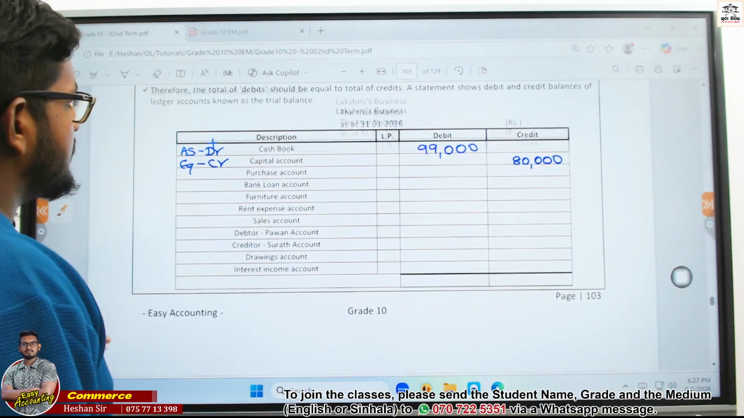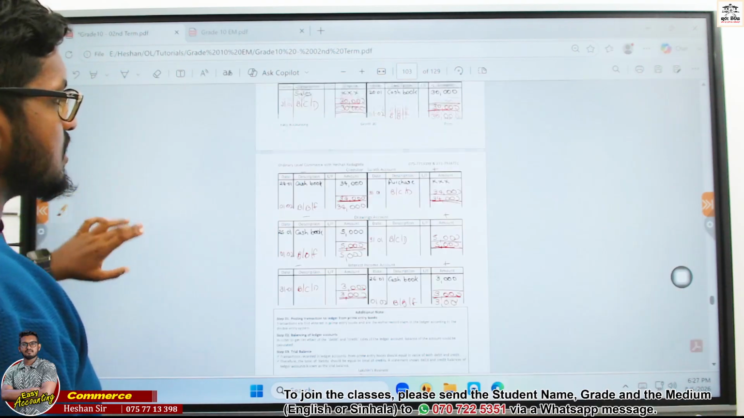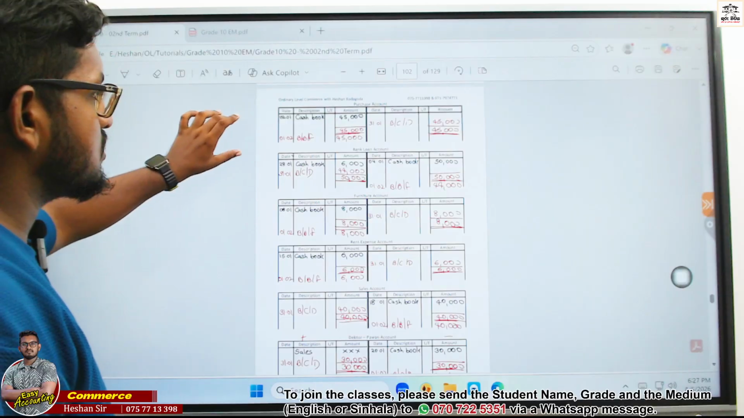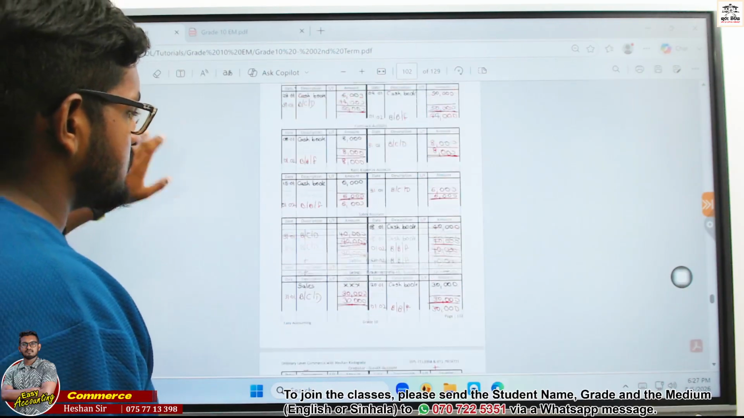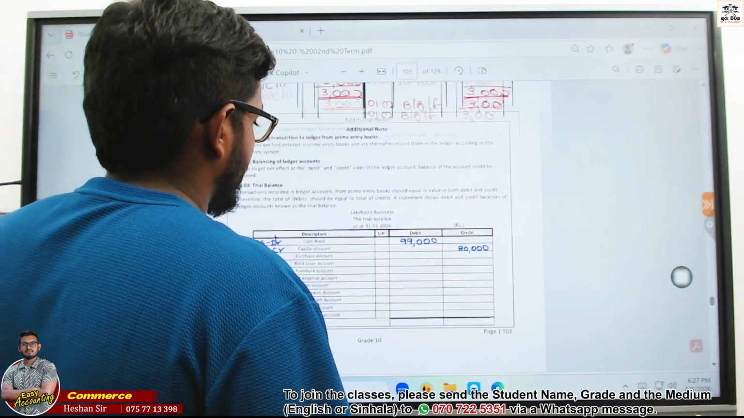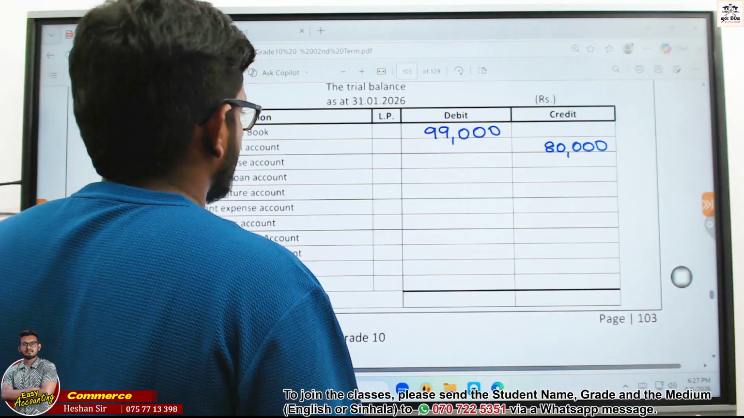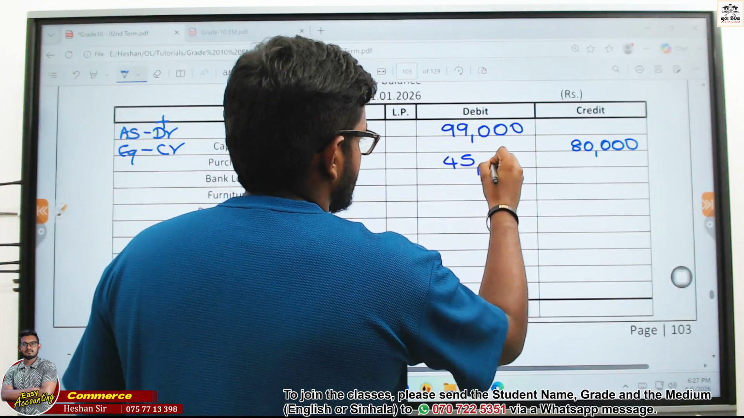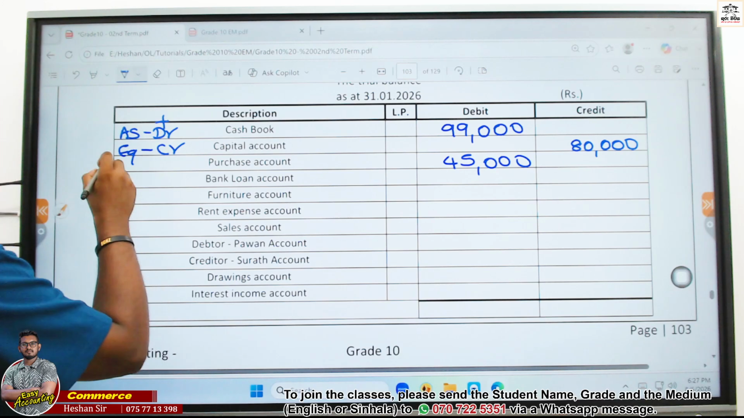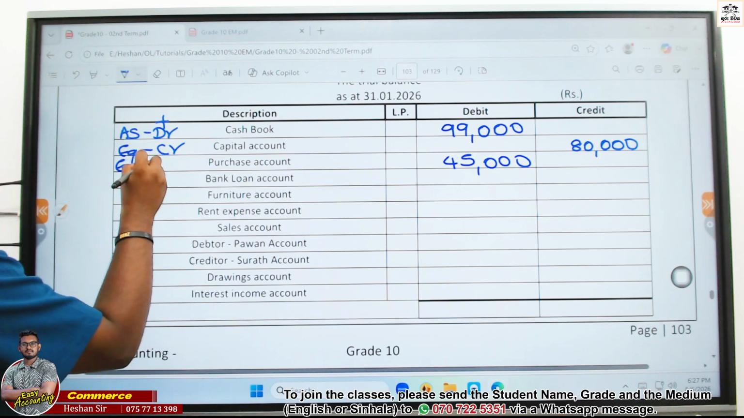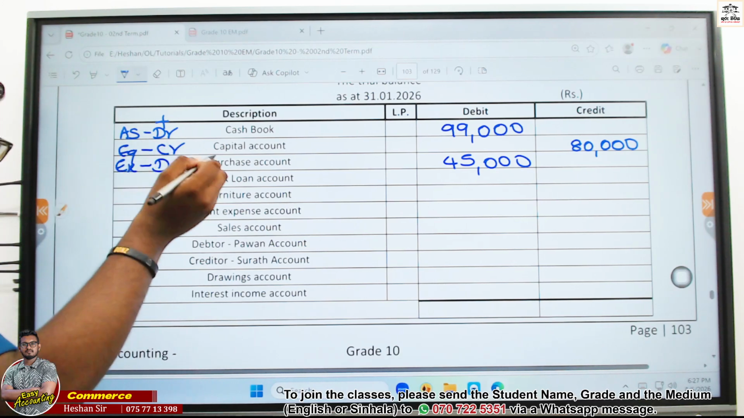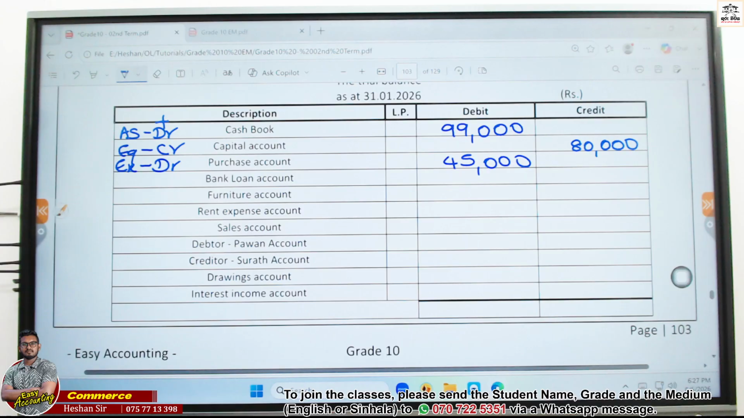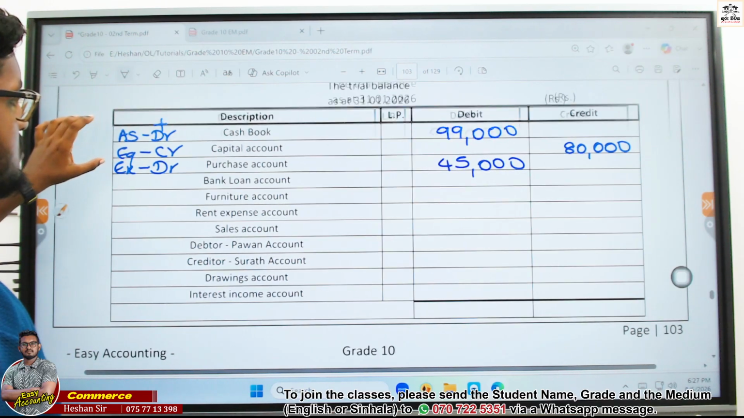Next one, the purchase account. See the purchase account total, how much? 45,000. Right? So purchase account 45,000. Which type of account is the purchase account? It is an expense account. Expense increase is debit. That's why it mostly comes to the debit side, but there are some limitations, right?